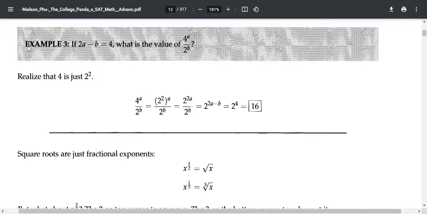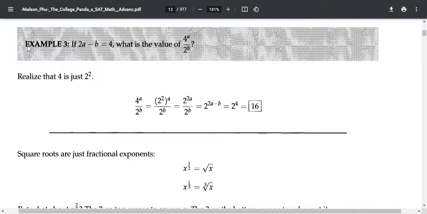Start from example number 3. If 2a minus b is equal to 4, what is the value of 4a by 2b? We will now use the laws of exponents we have just read in part number 1. If you have not seen part number 1, you can check out my playlist here, College Panda SAT Math.